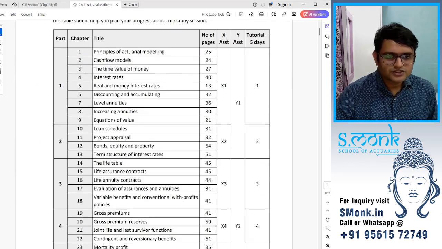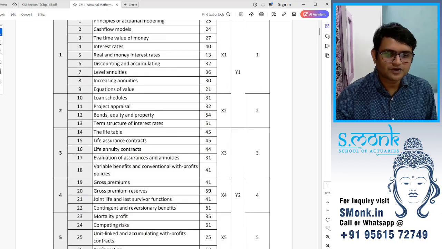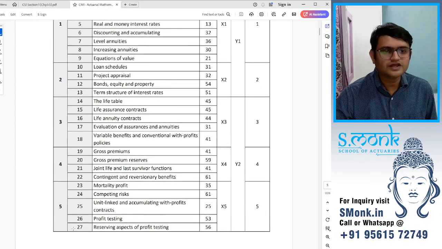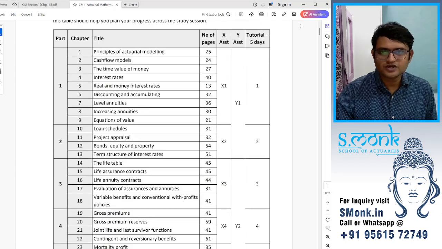So, from chapter 1 to chapter 13. As I said, chapter 1 has been removed, so chapter 2 to chapter 13 is financial mathematics and chapter 14 to chapter 27 is life contingency. So we'll be learning the financial mathematics and then we'll be learning the life contingency.